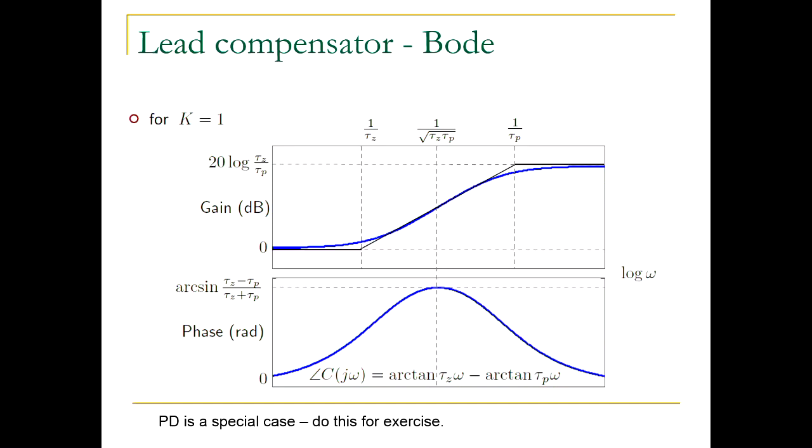So what you have here now, at the frequency 1 over square root of tau z tau p, you get the biggest bump. Note that the phase that this compensator provides is always positive. So this is a lead compensator. Now, where would you use this sort of compensator? How can you use it? What do you think?